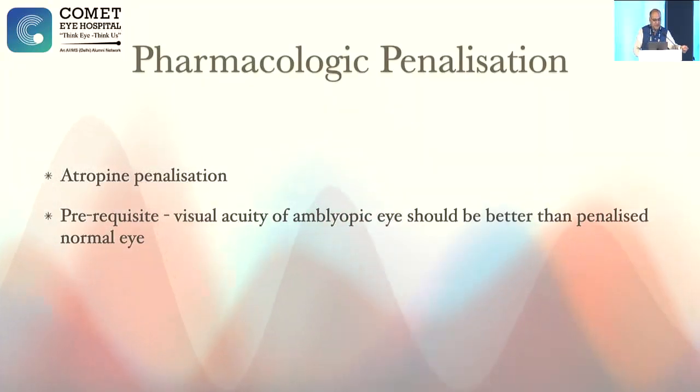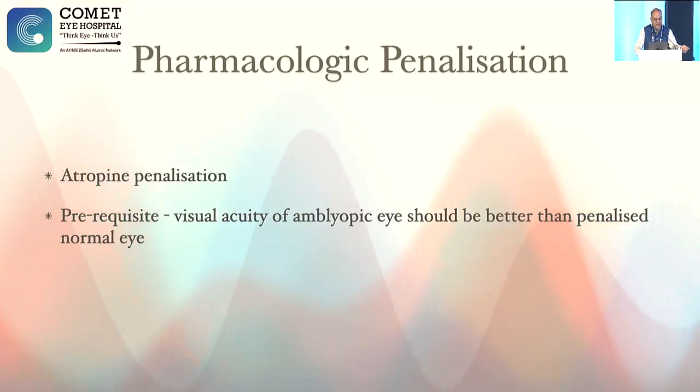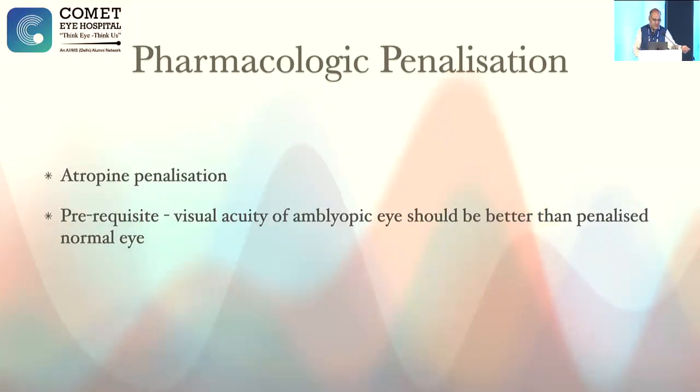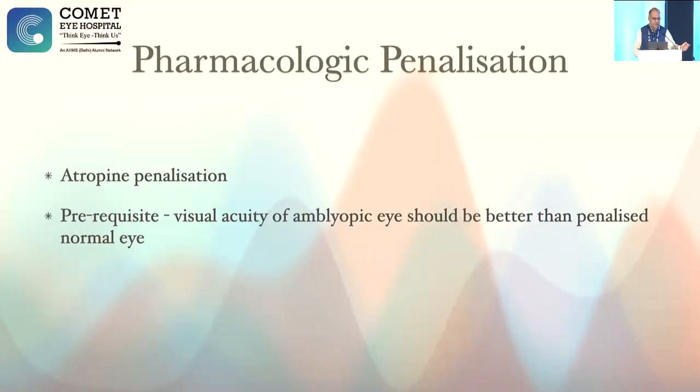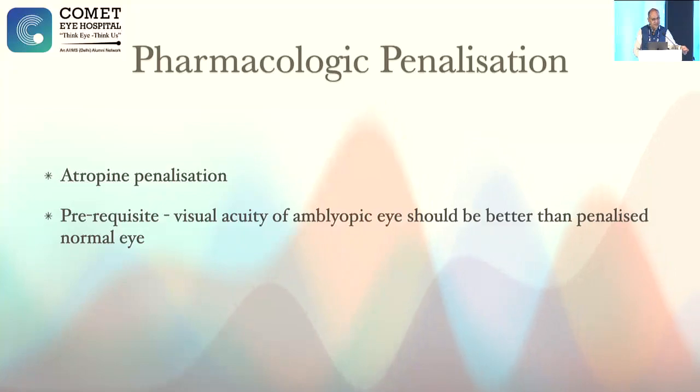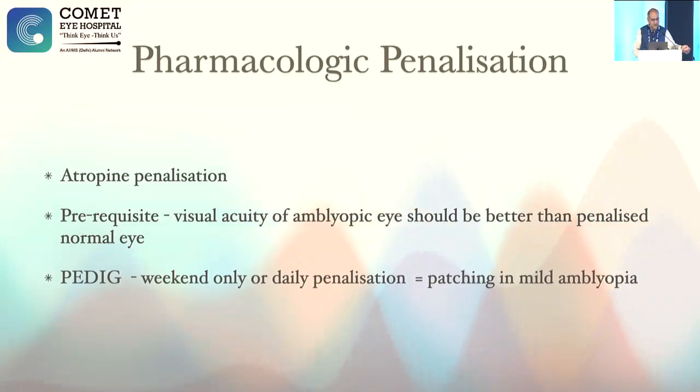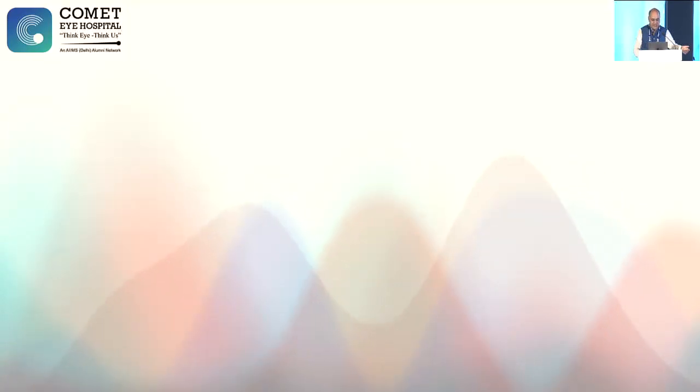So atropine penalization, again, it was talked of by the ATS. The prerequisite here is that when you do the atropine penalization, even with the refractive correction, even with the penalization, the visual acuity of the worse eye should be better than the sound eye, only then it is going to work. PEDIG talked about weekend-only compared to daily penalization, which is equivalent to patching in mild amblyopia.